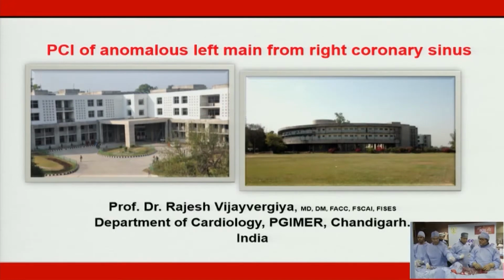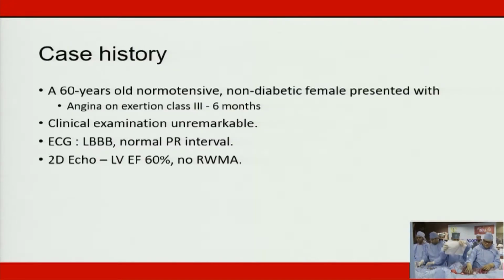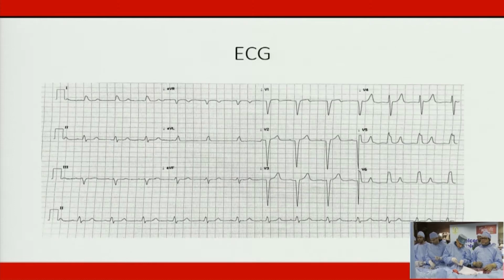Good afternoon, everyone. She is a 60-year-old normotensive non-diabetic female. She has presented with class 3 angina since 6 months. Clinical examination was unremarkable. ECG showed left bundle branch block with normal PR interval. This is the ECG which shows left bundle branch block with normal PR interval.